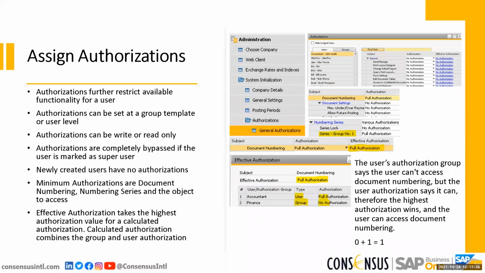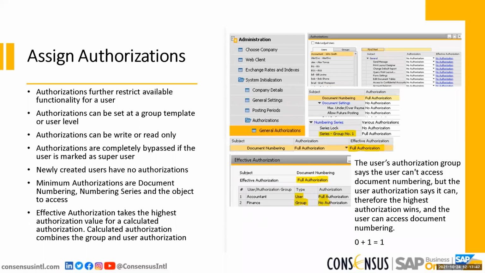If the user was created without the checkbox for super user, then by default, they have no authorization into the system, even though they already have a license. They can try to open the modules, but they'll be blocked by an authorization restriction screen. So these authorizations further restrict the available functionality for a user on top of what the license allows them to do.